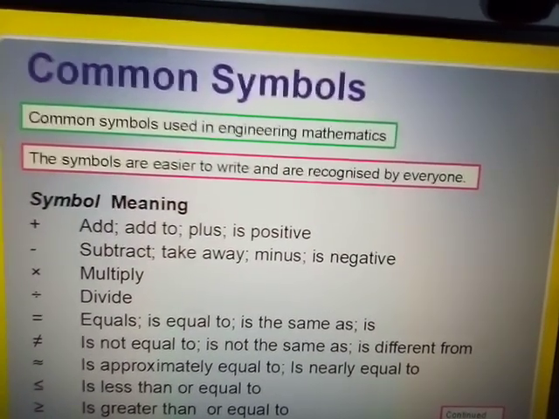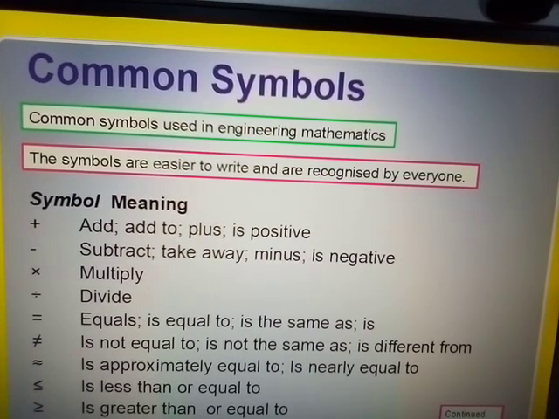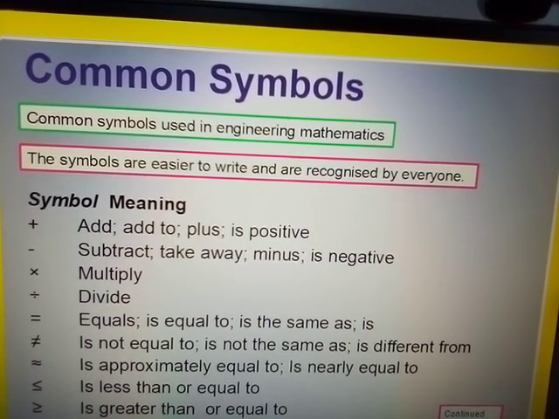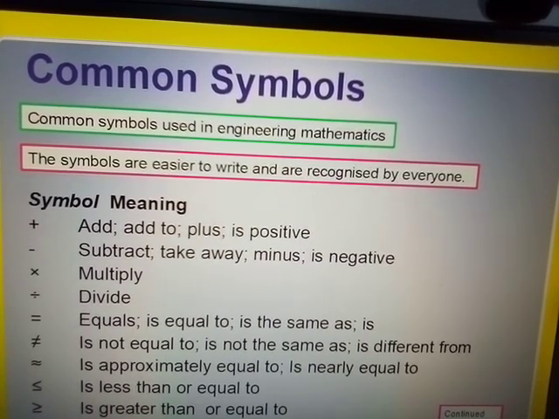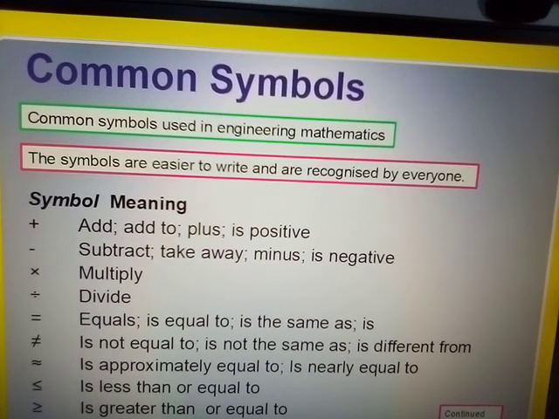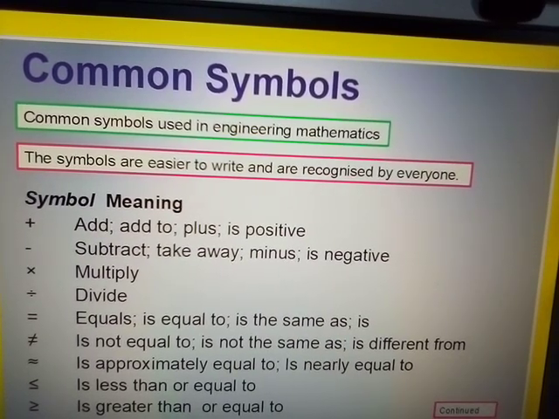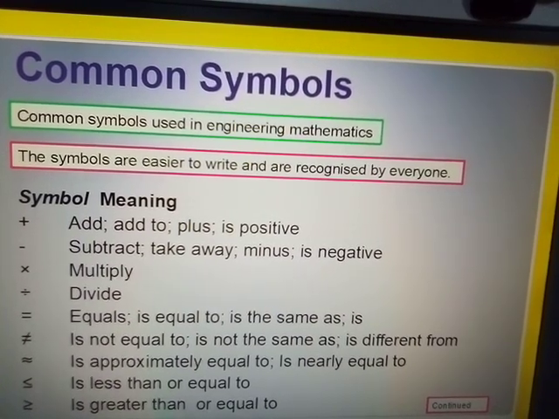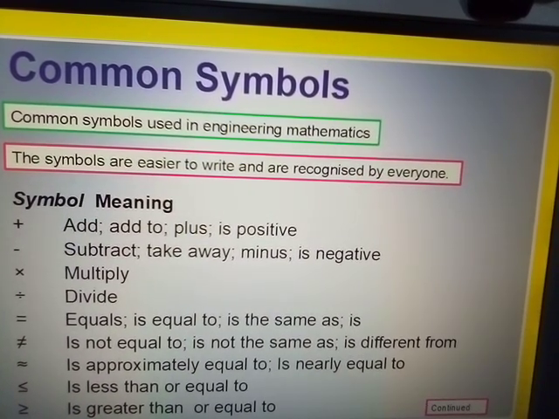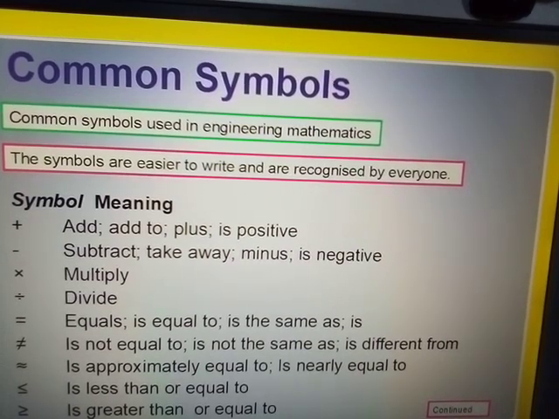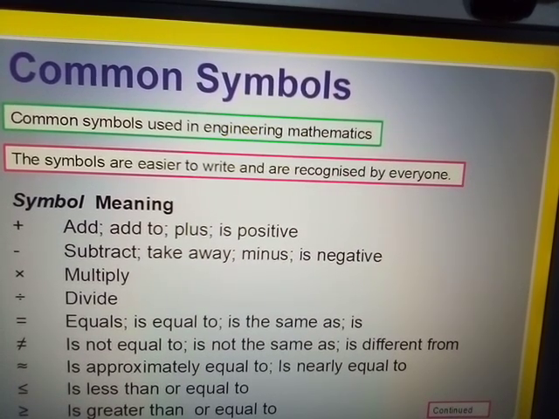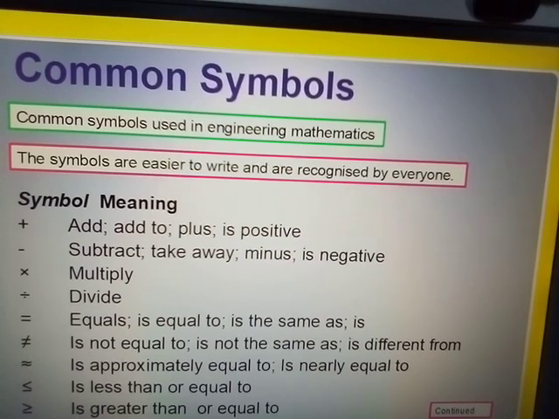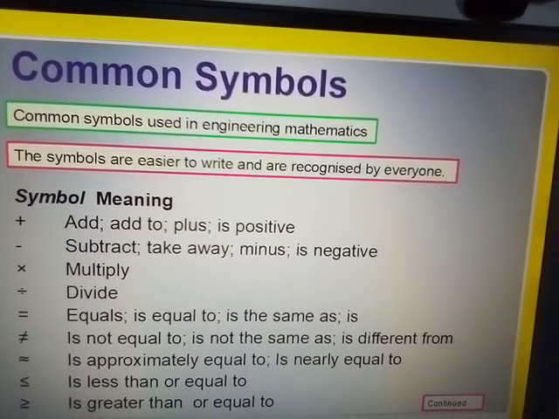Now, common symbols used in engineering mathematics. The symbols are easy to write and are recognized by everyone. Symbols: add, subtract, multiply, divide, equals, is not equal to, is approximately equal to, is less than or equal to, is greater than or equal to. Okay.